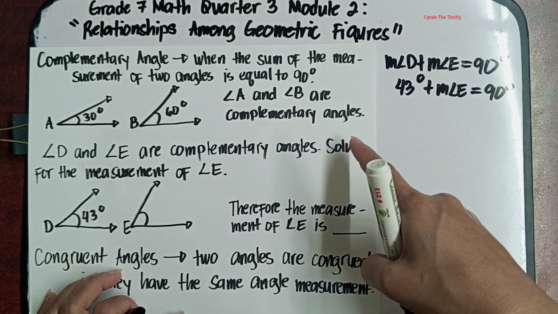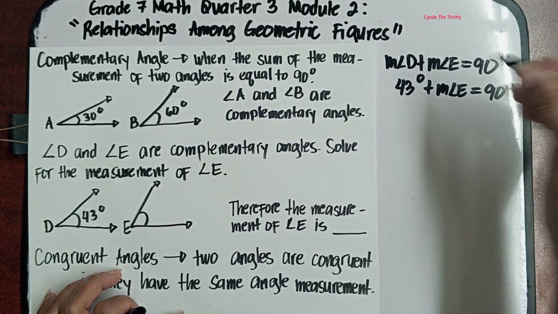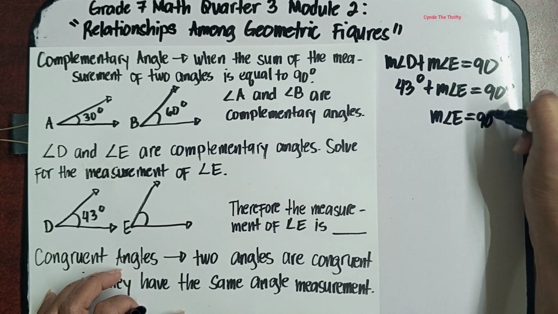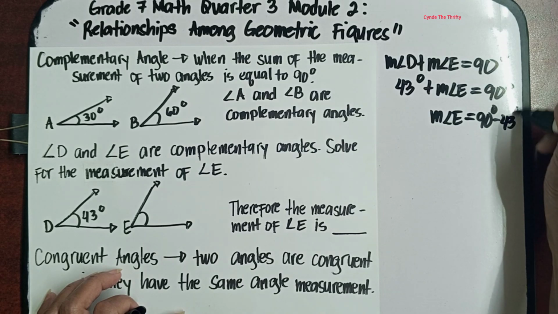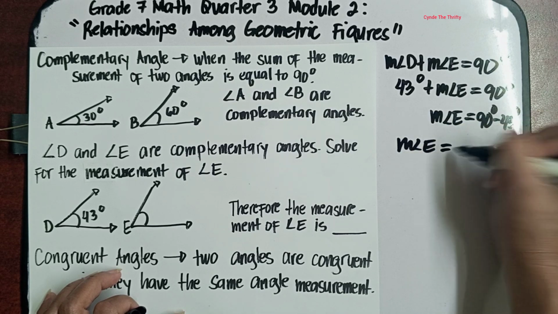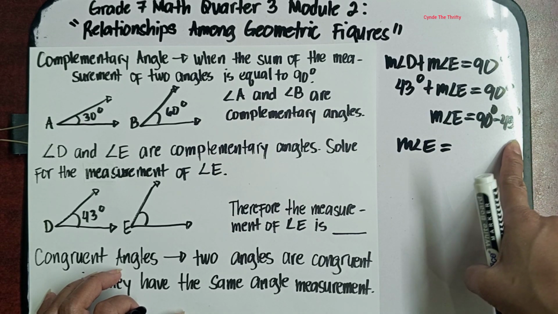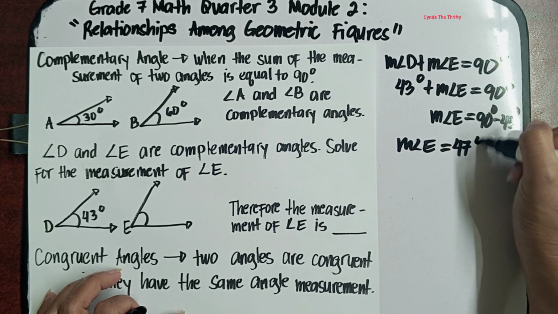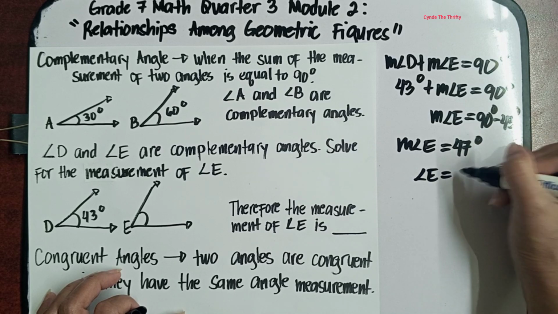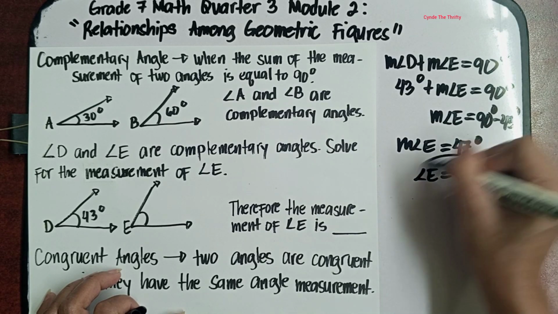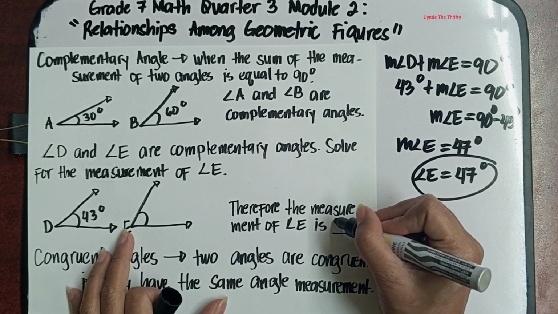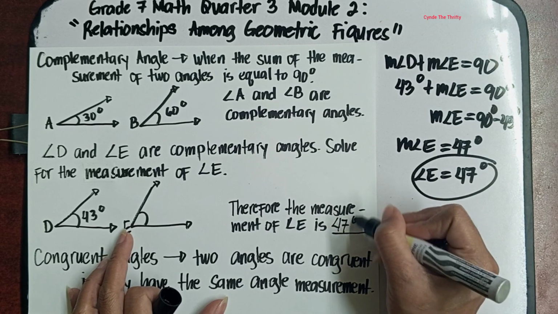Okay, so gaya ng ginawa natin kanina, si 43 ilipat natin sa right side. So ang maiiwan is si measurement of angle E is equal to 90 degree minus 43 degree. Okay, so measurement of angle E is equal to 90 minus 43 is equal to 47 degree. So therefore, si angle E is, ang kanyang sukat is equal to 47 degree. Okay, so ito na yung sukat ni angle E. Isusulat lang natin dito ang sukat ni angle E, that is 47 degree.